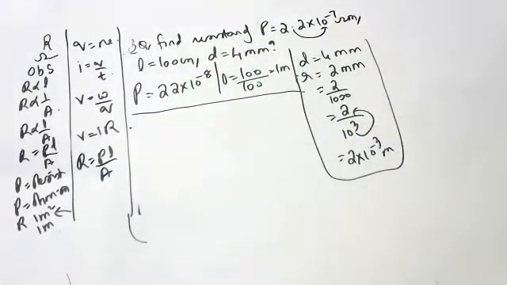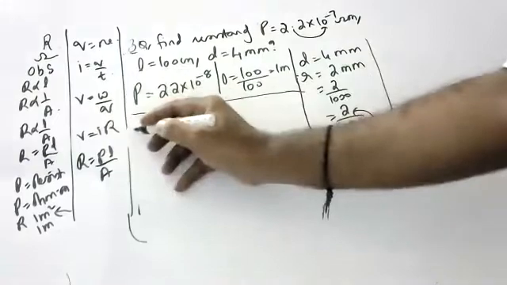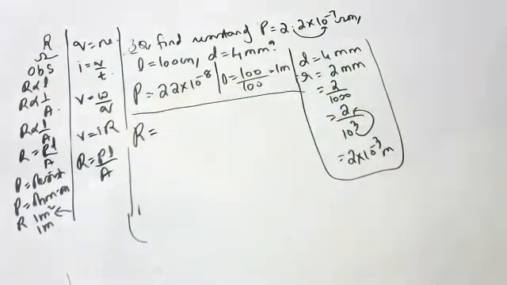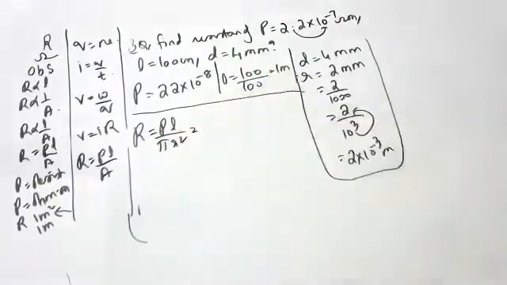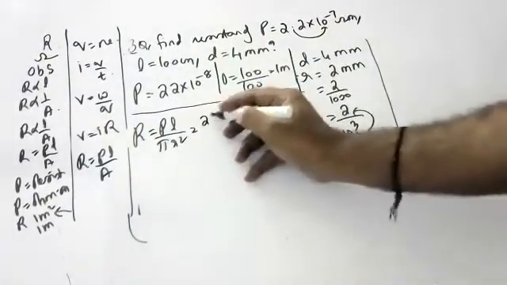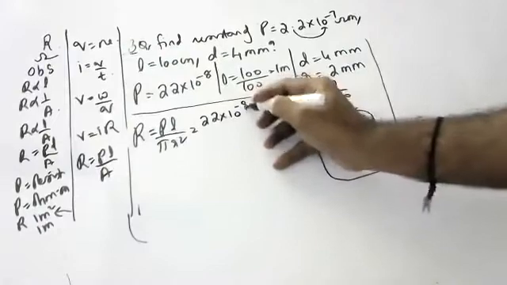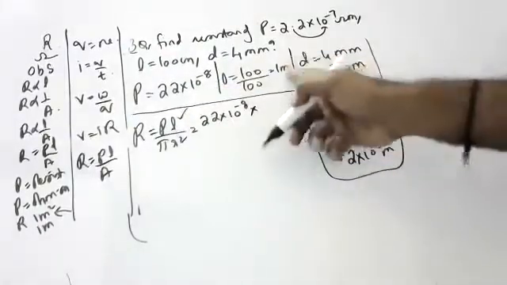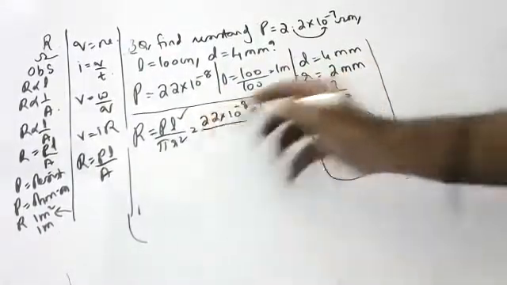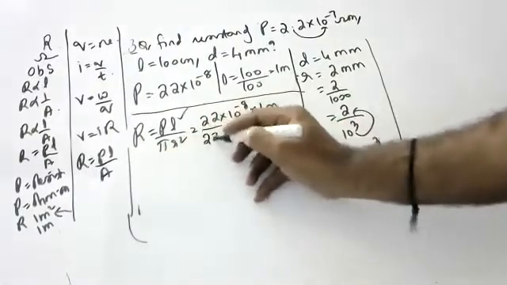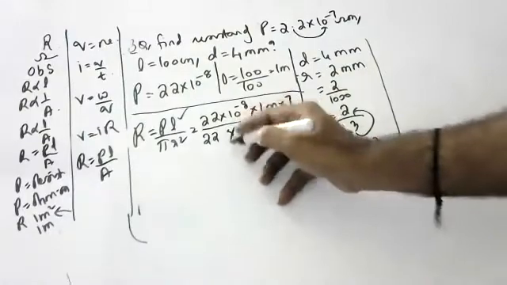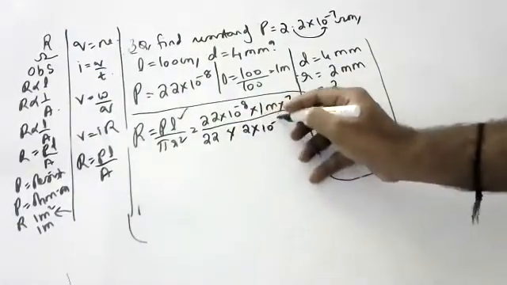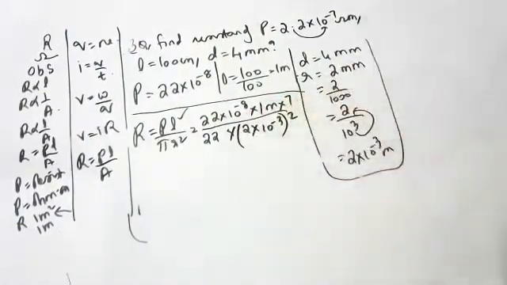Okay, now tell them. Now, if you want, you can do the substitution. R is equal to rho l by pi r square. 22 into 10 to the power of minus 8. Length is how much? 1 meter. Pi is how much? 22 by 7. Into 2 into 10 to the power of minus 3, whole square.